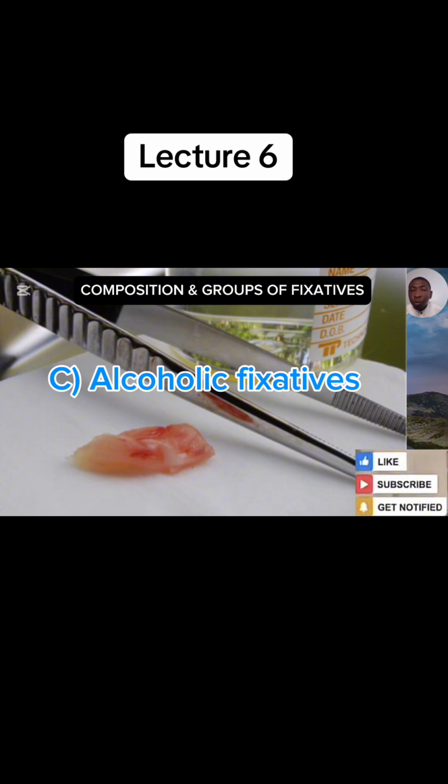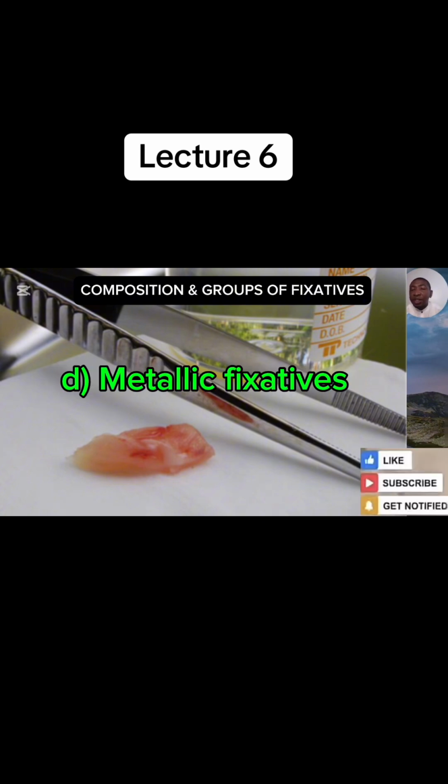The last group is metallic fixatives, which contain metal salts. Metallic fixatives work by binding metal ions to tissue components, which stabilizes their structure. Examples are mercury or chromium salts that precipitate proteins or carbohydrates to preserve tissue structure.